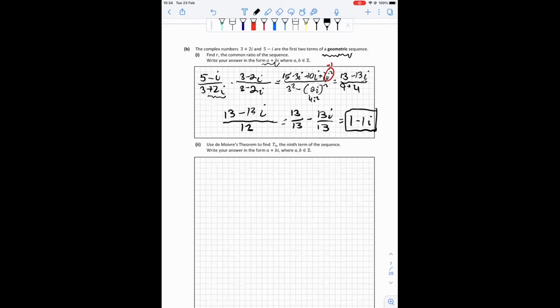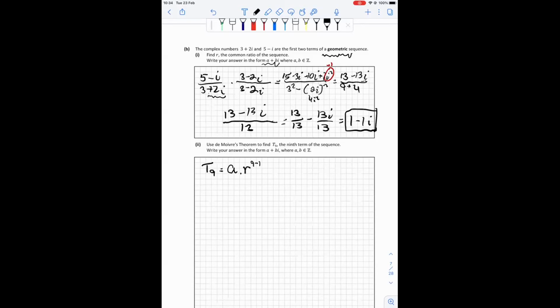Okay, for the next part, they're saying use the de Moivre theorem. I'm reminding you the de Moivre theorem is on page 20 in the logbook. And they're saying to find T9. So first of all, what is T9? Before any de Moivre theorem, T9 from the formula in the logbook on page 22, we know it's A multiplied by R to the power of n minus 1, which is 9 minus 1 in our case.